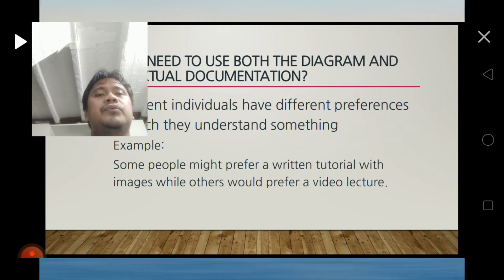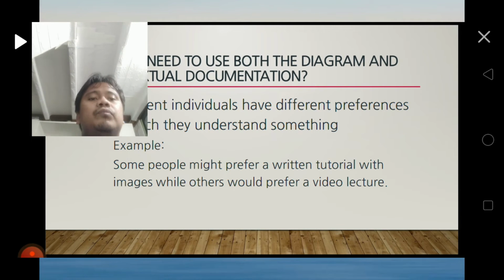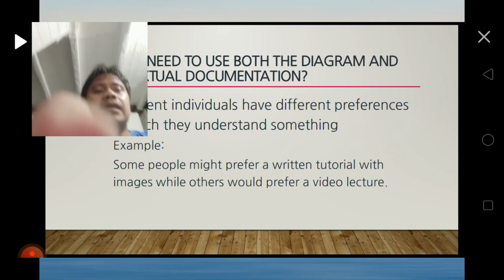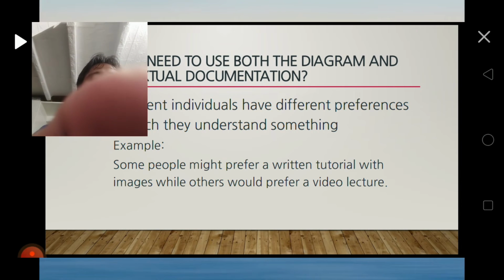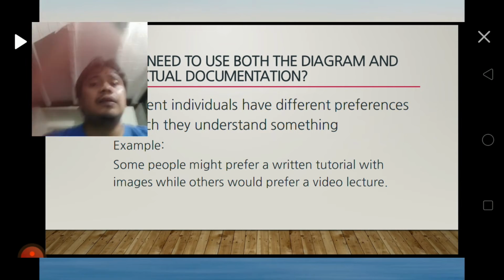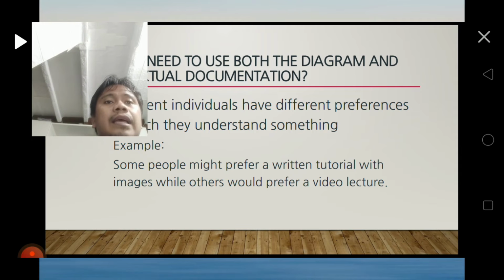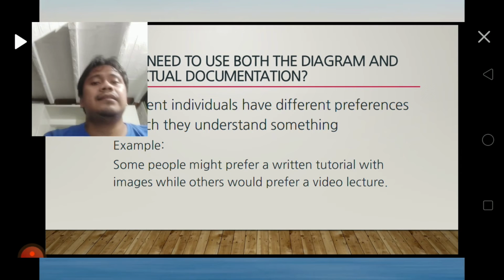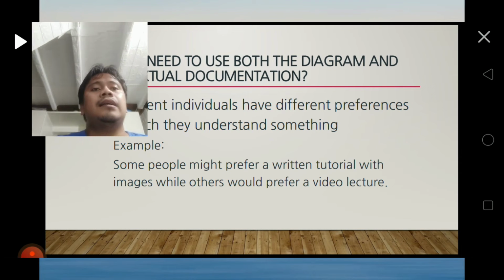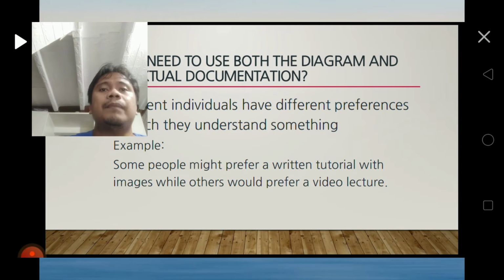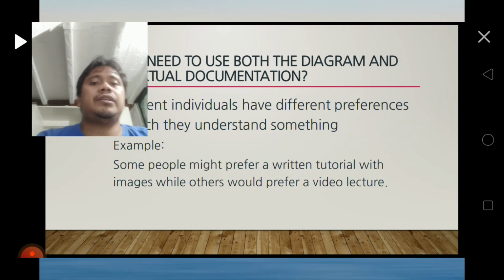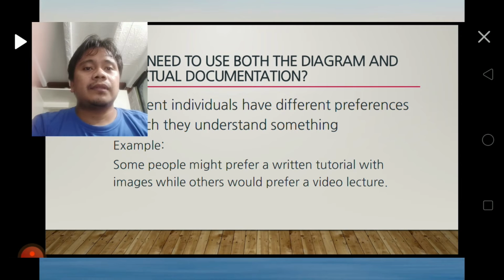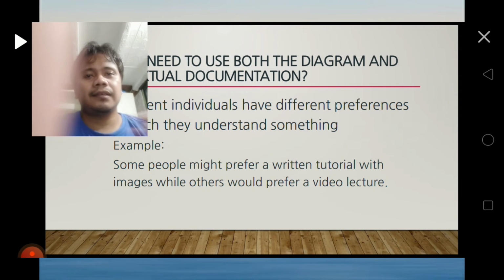So basically, that was it. The comparison or the difference between the flowchart and the activity diagram. So the next topic would be discussed by my colleague, and the topic would be the activity diagram notations. So the next reporter, there you go.